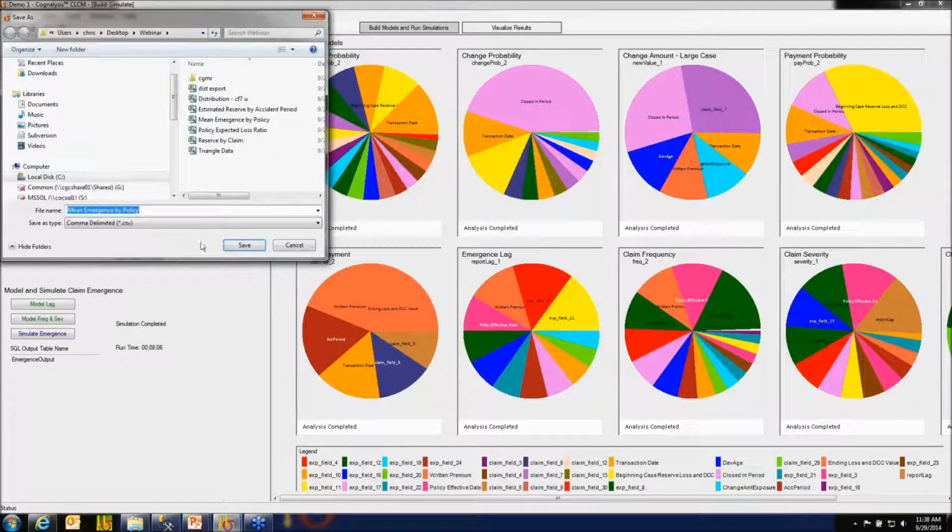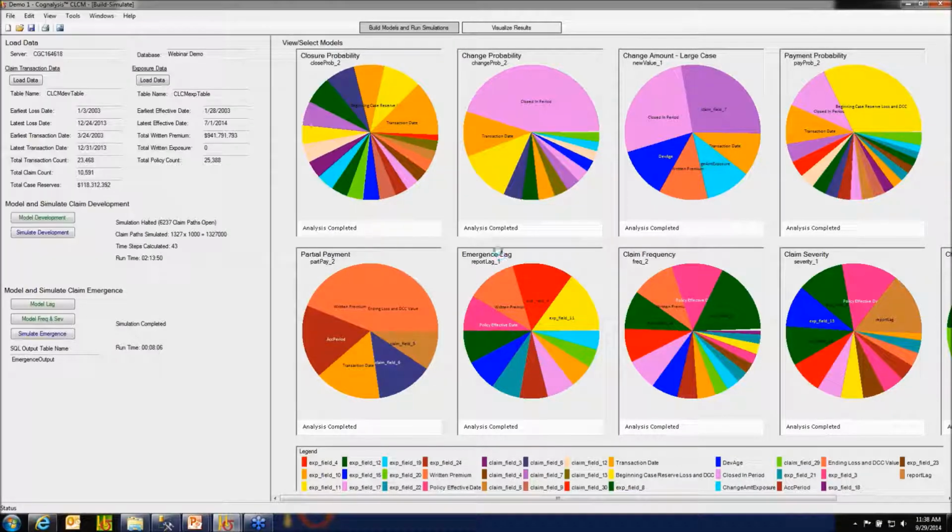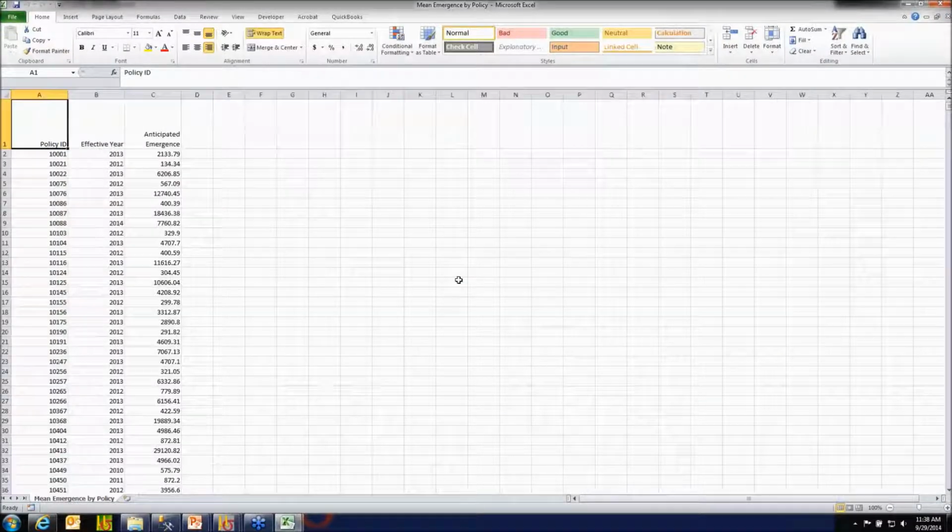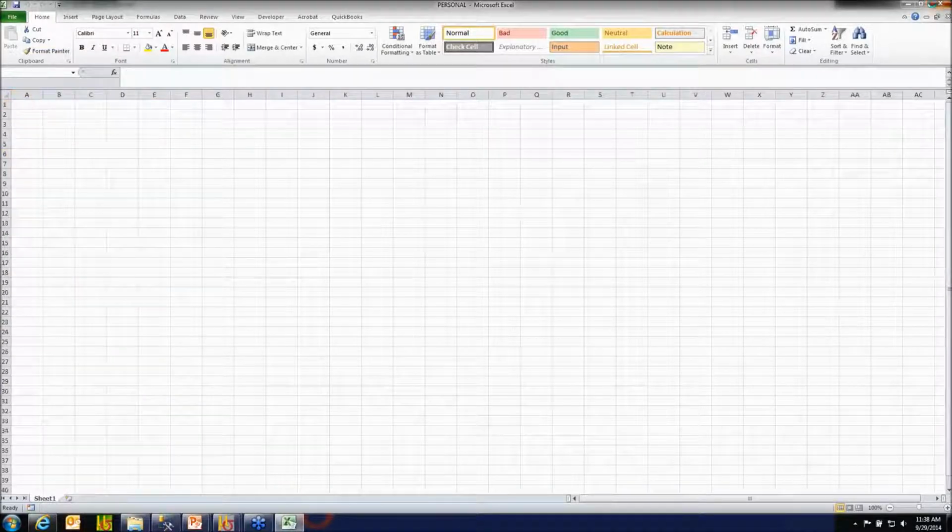So here's mean emergence by policy. And so same sort of thing. We've got the policy ID, the effective year, and the anticipated emergence. And so you can obviously include that in management reporting as well.